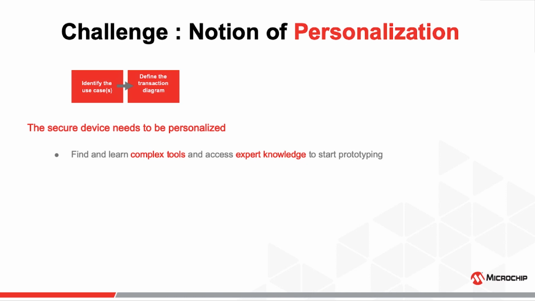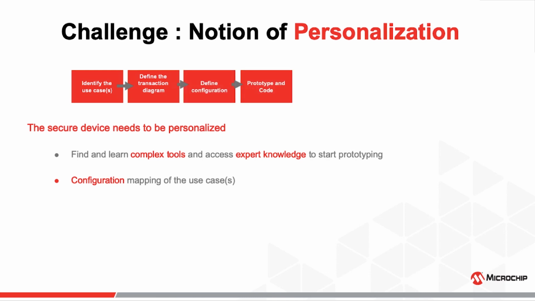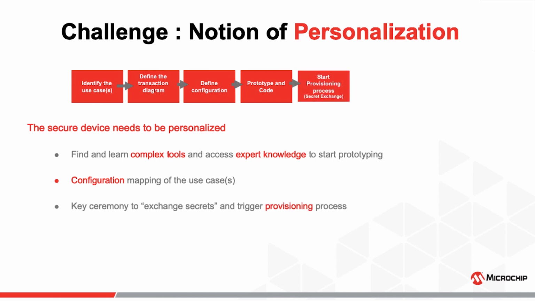And this is how it looks. You start to identify a use case, define a transaction diagram, you use complex tools, and right away you need experts' knowledge. The experts are not always there, and they are scarce in the embedded industry. And then you have to configure the authentication, the security models of the use cases you think are the right ones to address. Then once you're happy with your prototyping and your system is working, you need to move into the key ceremony to trigger the provisioning service.